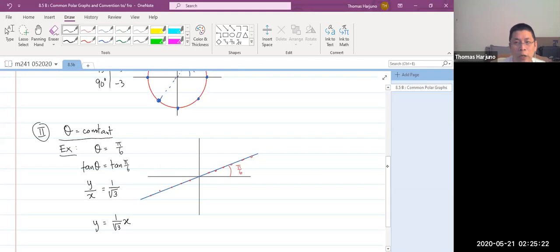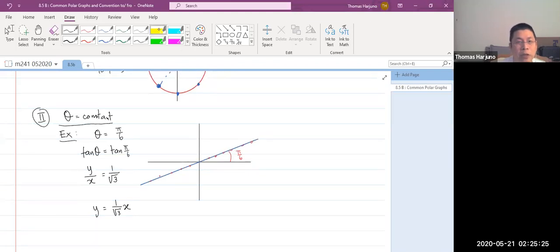Now, the important part is to pay attention to the slope of this line. This line is a line passing through the origin whose slope is tangent theta. The slope is equal to tangent theta.